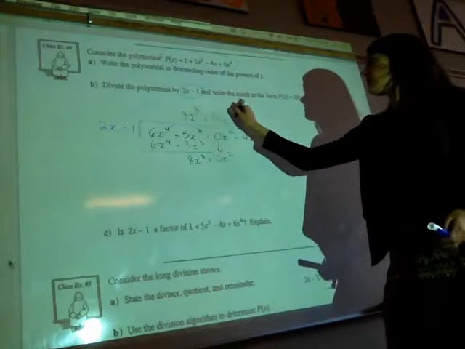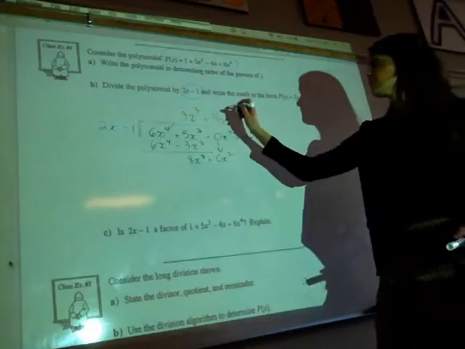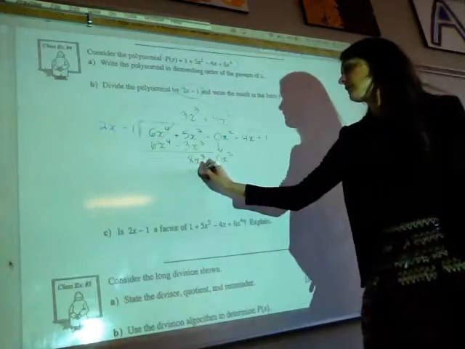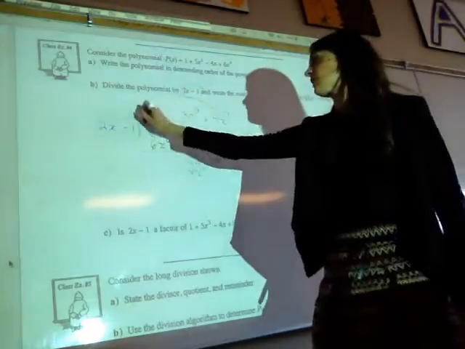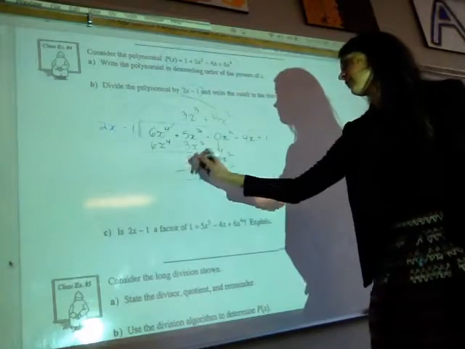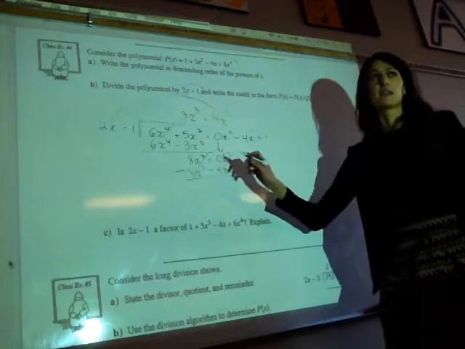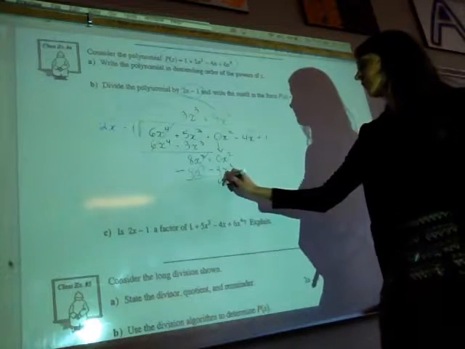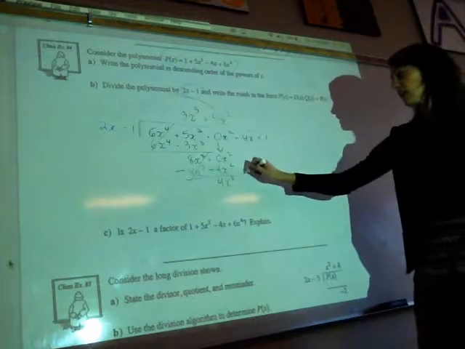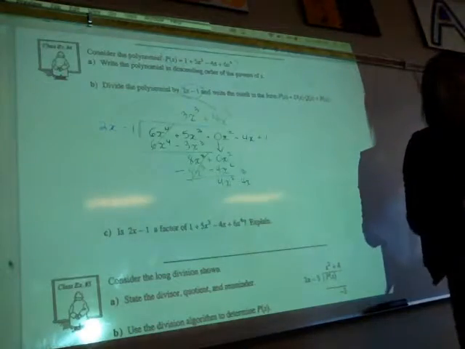Awesome. 4x squared. And then Chris, what do I do with that 4x squared? By 2x and by negative 1. Good. So 4x squared times 2x is 8x cubed. And 4x squared times negative 1 is negative 4x squared. Then we subtract. First term cancels out. 0 minus negative 4 gives us positive 4x squared. After we subtract, we bring down that next term, negative 4x. And we start over again.